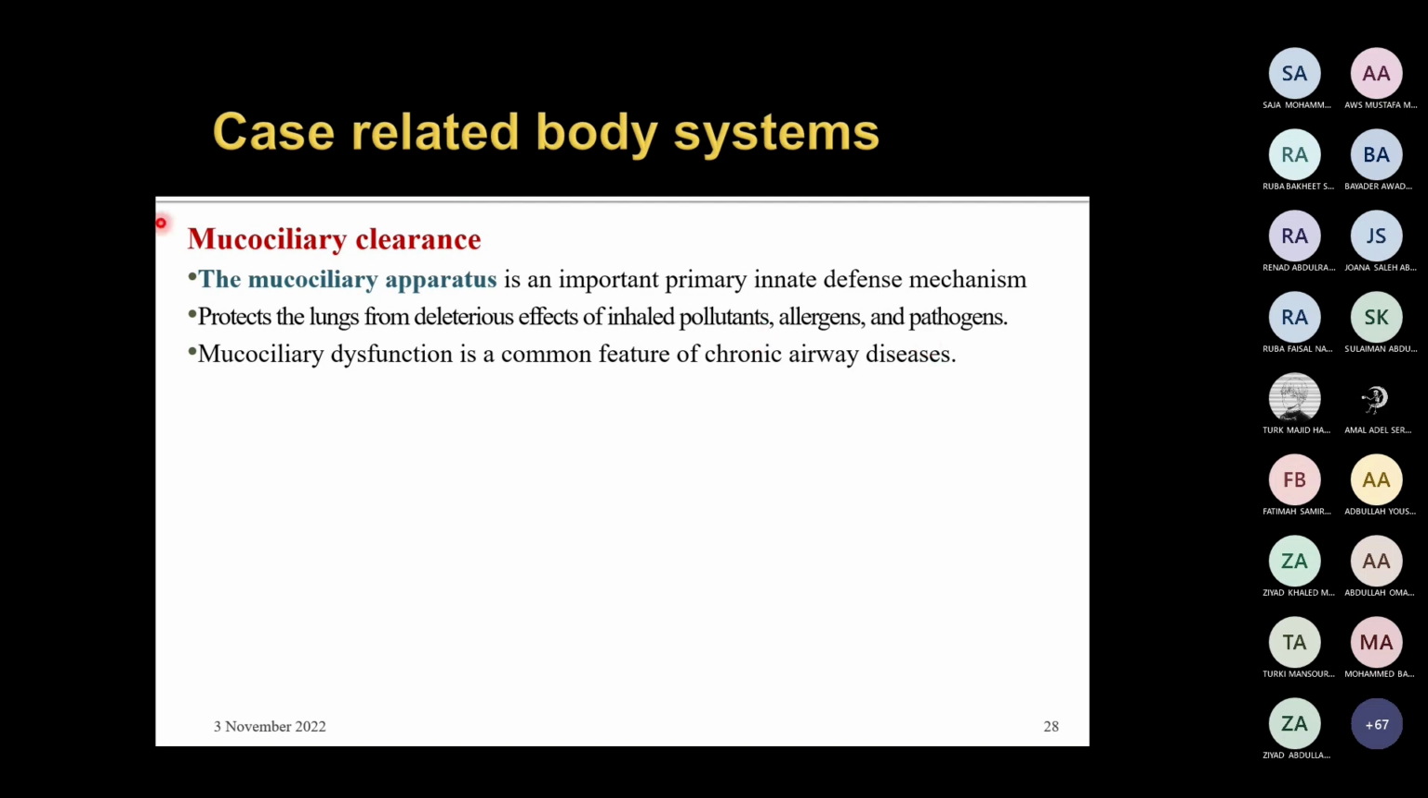So the main mechanism is called mucociliary clearance, and it became clear in the last 20 years that behind it is what we call the mucociliary apparatus. So it protects the lungs from deleterious effects of inhaled pollutants, allergens, pathogens, mucociliary dysfunctions.